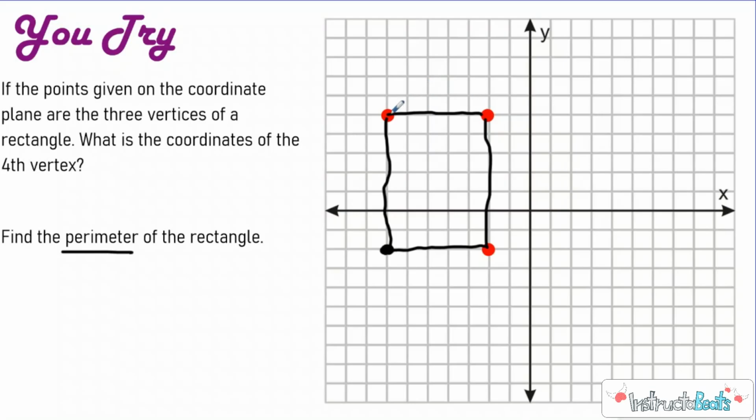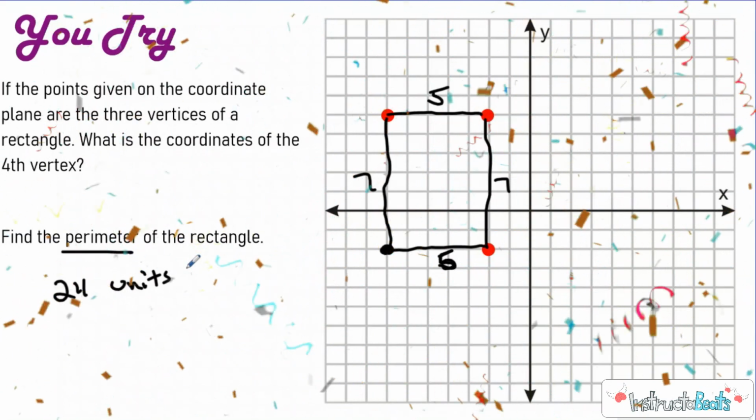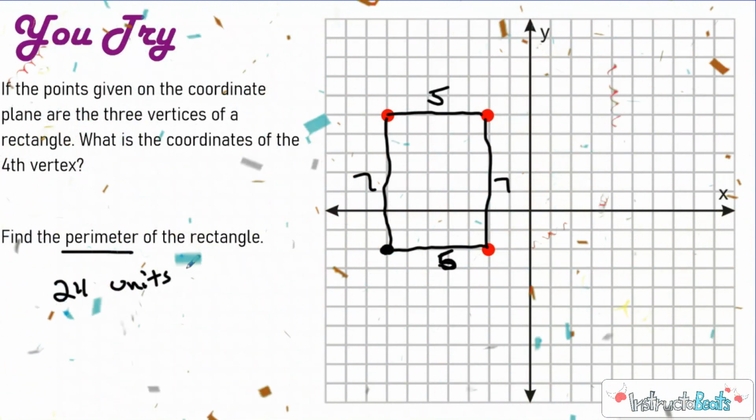So between my 2 red dots up here, I have 1, 2, 3, 4, 5 units. 1, 2, 3, 4, 5, 6, 7 units here. 1, 2, 3, 4, 5, just to double check that I counted right. And then it should be 7 over here. 1, 2, 3, 4, 5, 6, 7. So now I know the distance between all of them. I do 5 plus 5 is 10, 7 plus 7 is 14, add those together, and my perimeter should be 24 units.